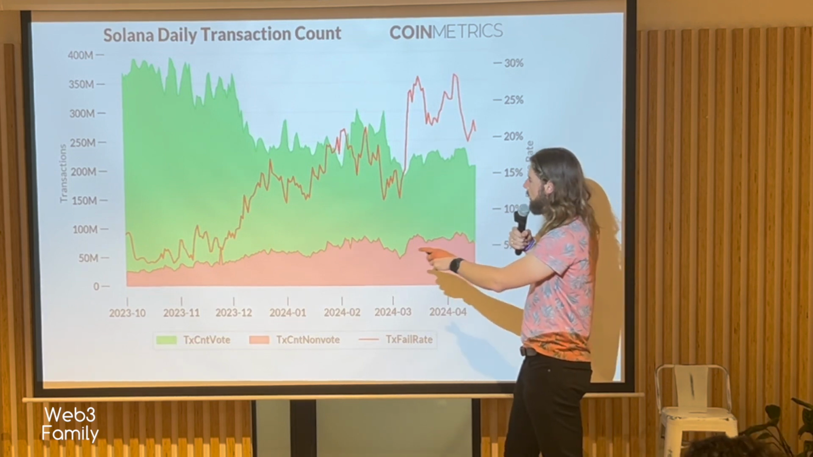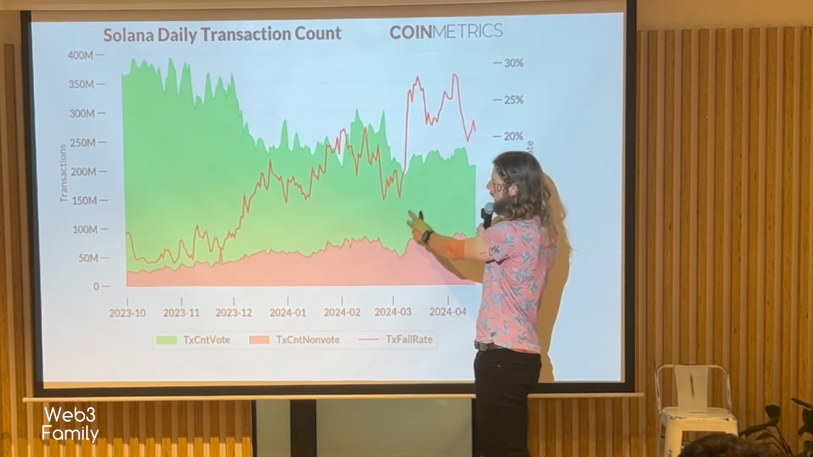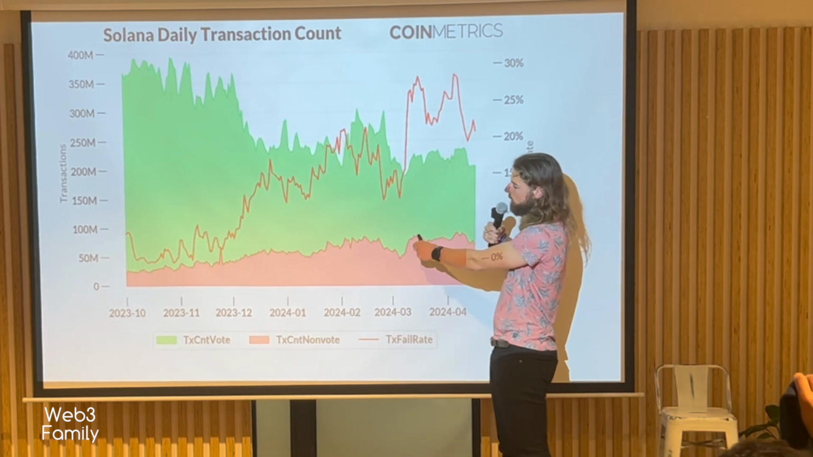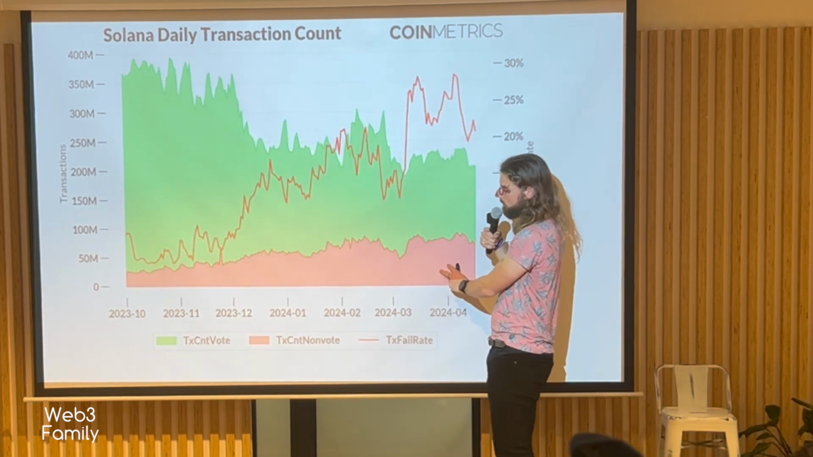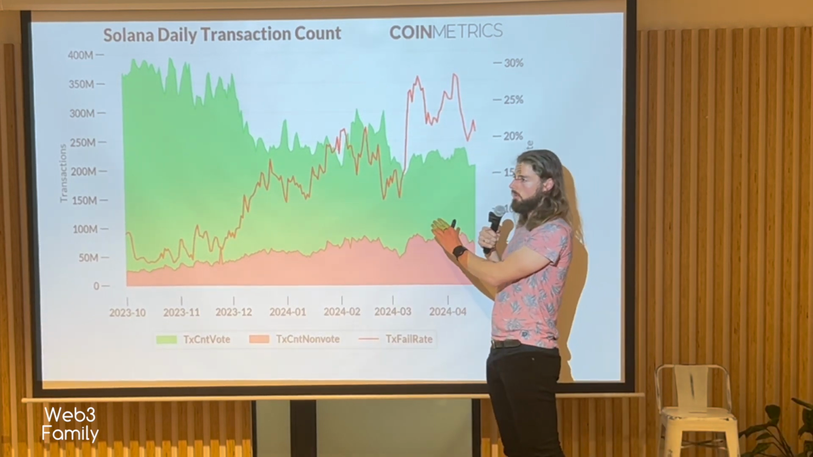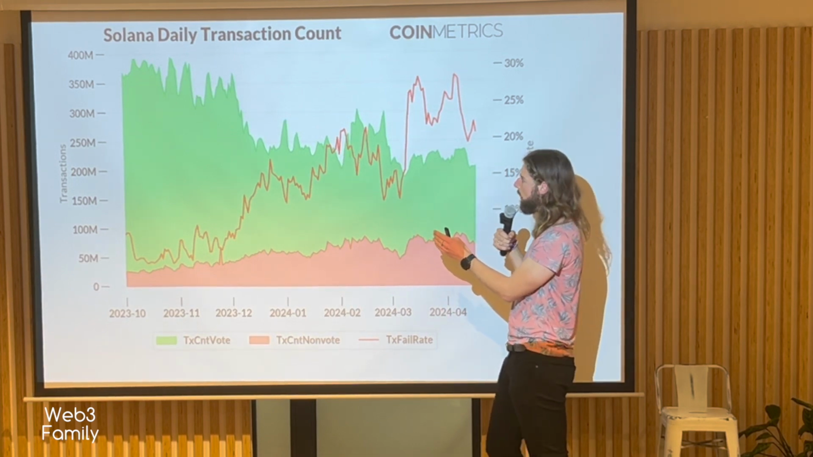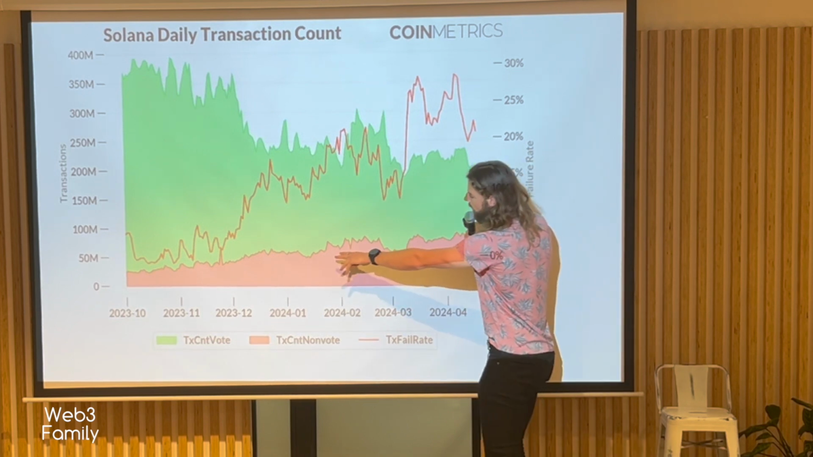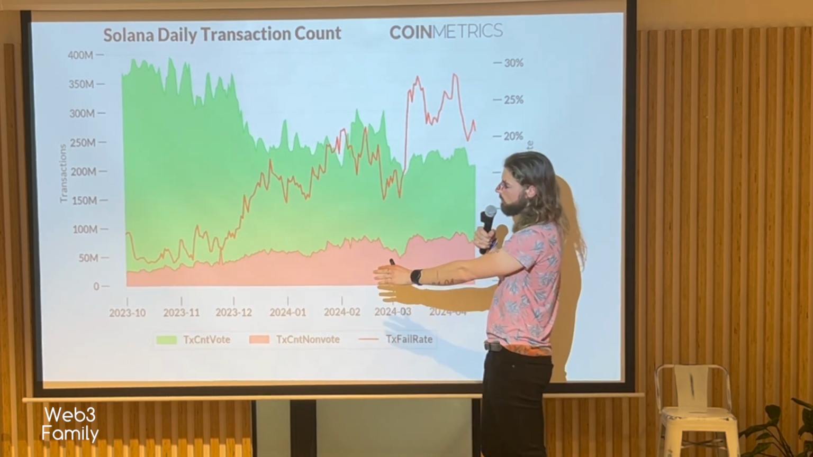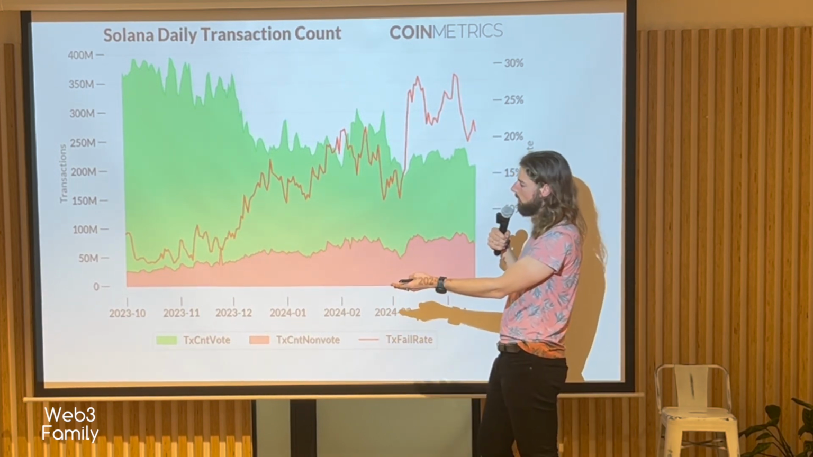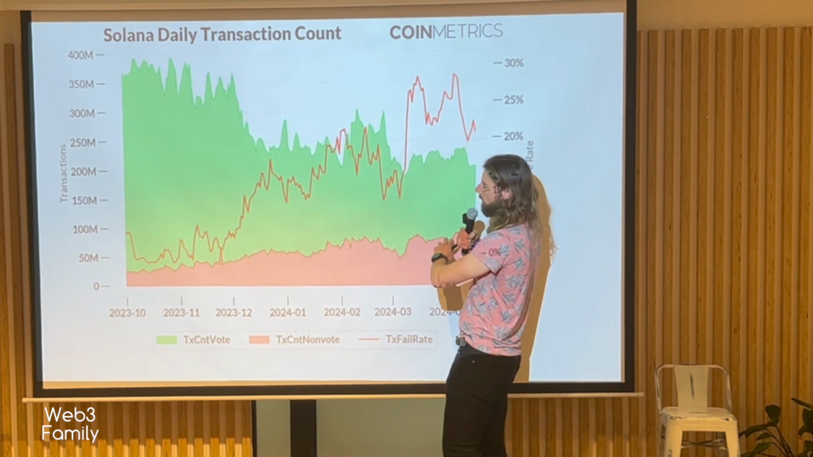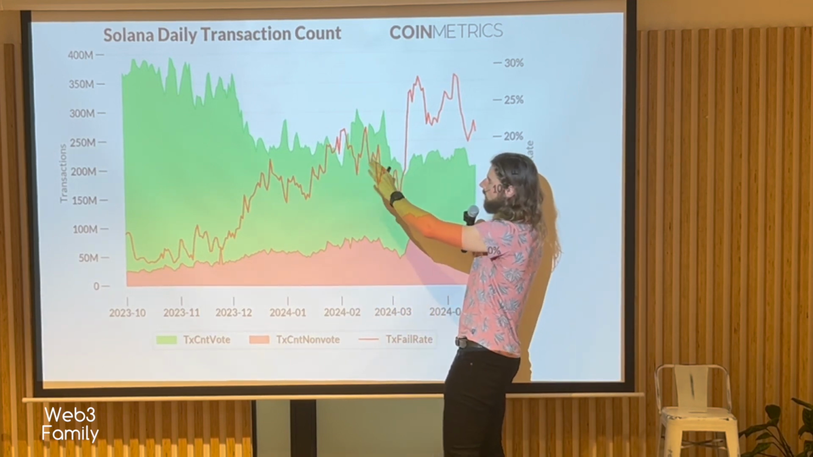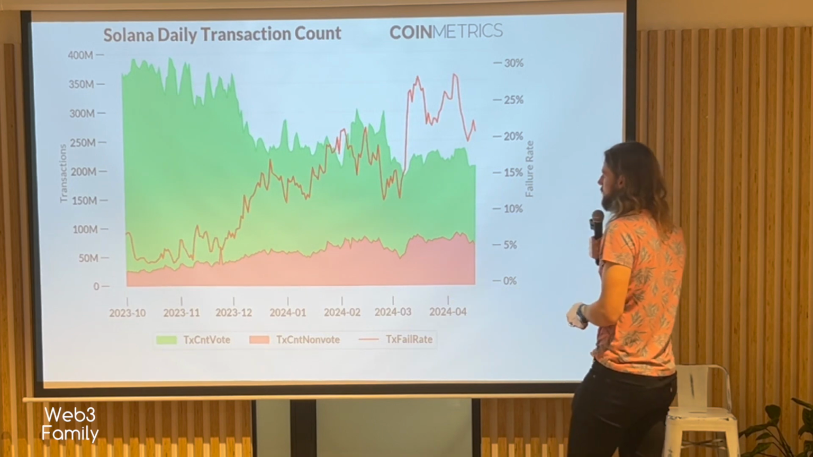But we also see, so this is a stacked chart of transaction counts, vote transactions and non-vote transactions. Each validator votes on every block, but we can see overall the transaction count has been going down, even though the non-vote transactions, so normal users transacting on the chain, have been going up steadily. But overall, it's been going down. I'll get back to that in a second.